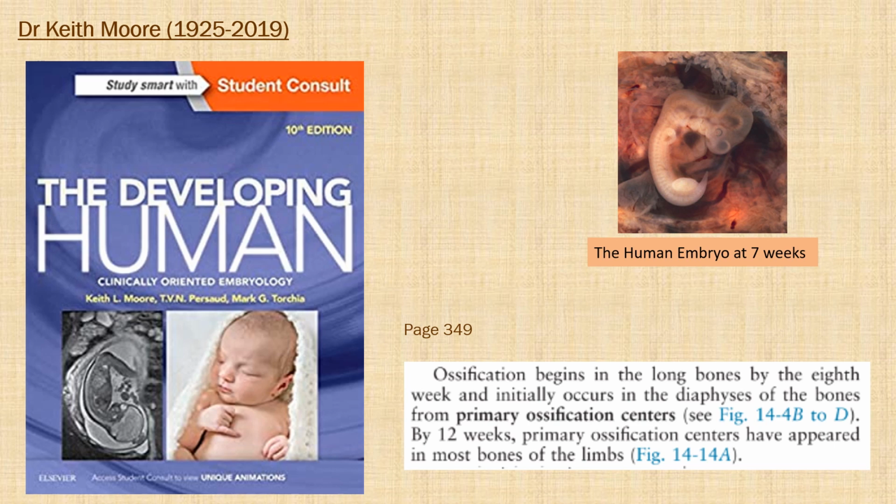In the 10th edition of The Developing Human, on page 349, in opposition to what the Quran says, Dr. Keith Moore, a popular name often cited by Muslims in their apologetics in regards to embryology, says that ossification of the bones begins in the 8th week, starting with the upper limbs, followed by the lower limbs and pelvis.